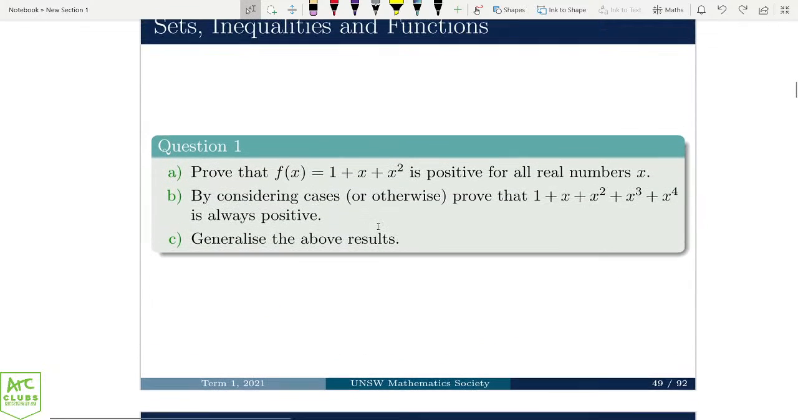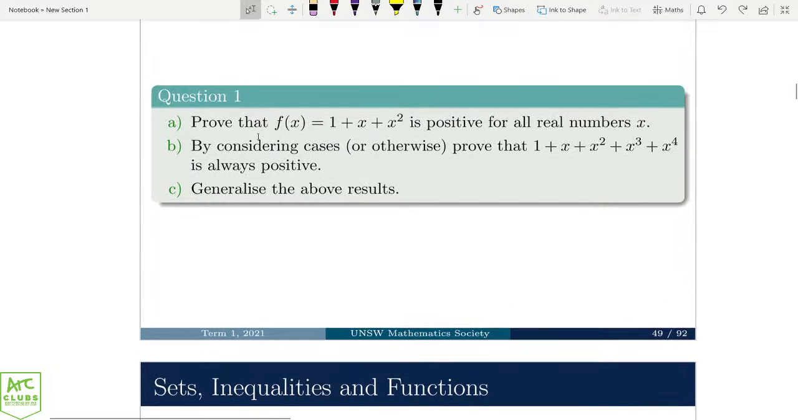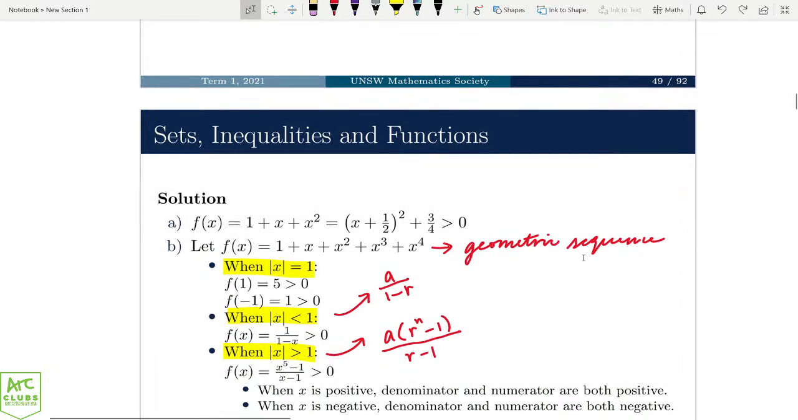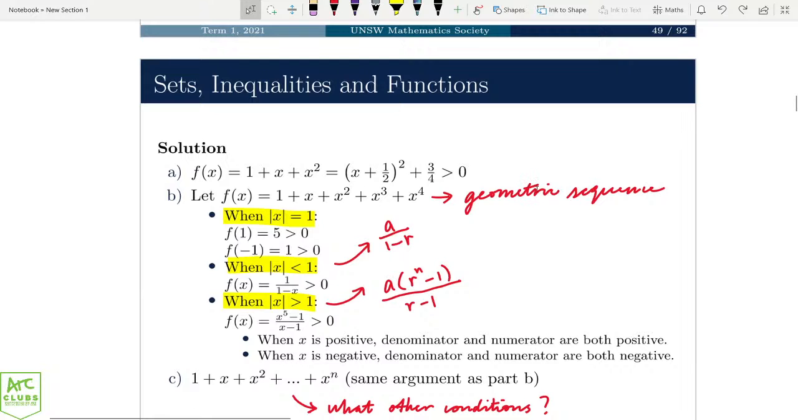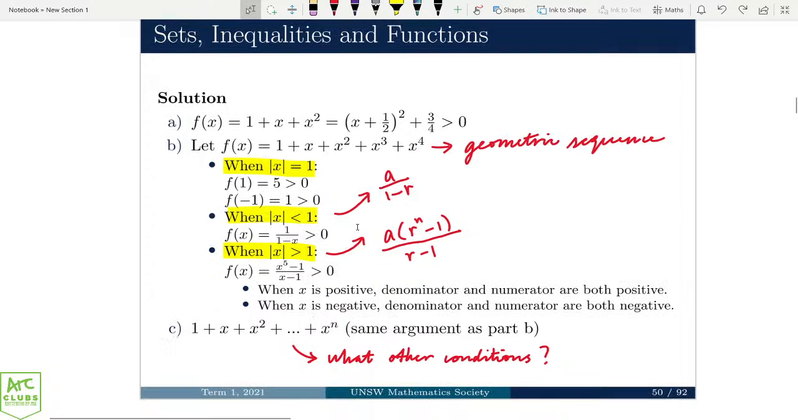Now moving on to part B, by considering cases or otherwise, prove that this expression here is always positive as well. So to do this question, they already gave us a hint that we should be considering the cases. So the first conceptual realization you need to make in order to do this question is to realize that it's a geometric sequence. So when we're dealing with geometric sequence, recall that we have different formulas for different cases depending on the magnitude of our ratio x.